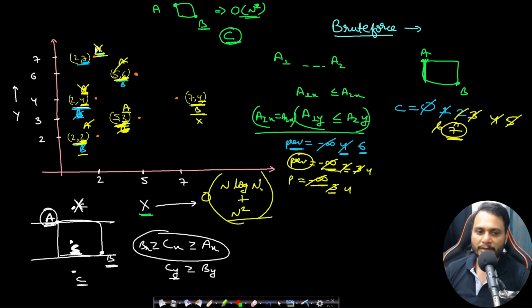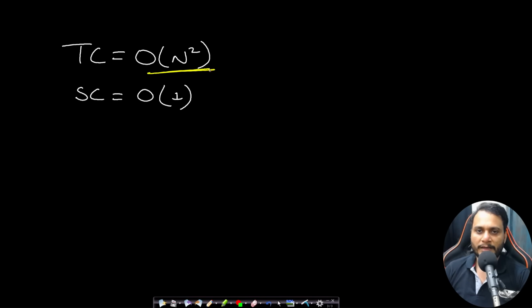And if it is not creating any overlap, then we will be counting it, otherwise we will not count it. So this check will be done in O(1) time, and so the total time complexity is going to be order of n square, and the space complexity is order of 1 because we are not taking any extra space. I hope it is clear. Let's now look at the code.